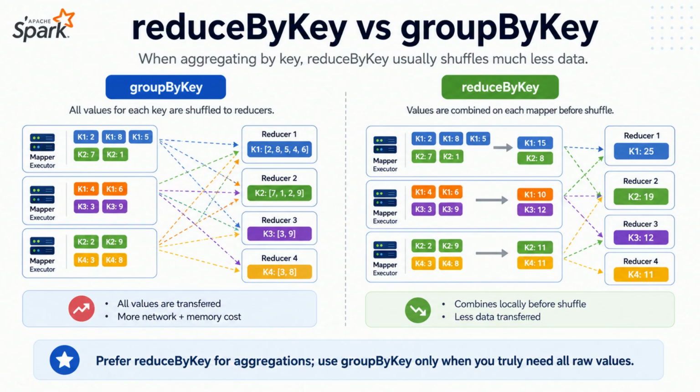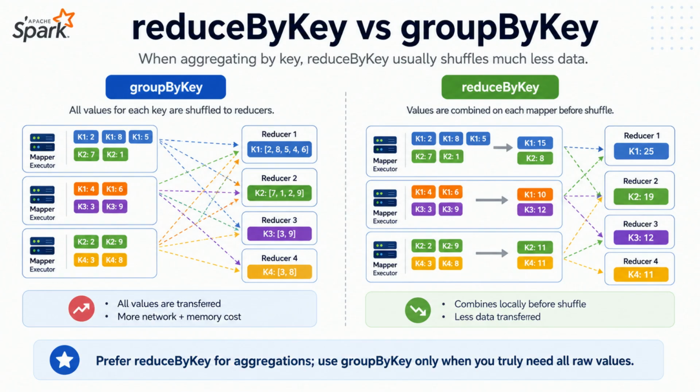As a result, only the intermediate results are transferred rather than the entire set of raw values. For instance, instead of sending multiple individual values for a key like key 1, each mapper sends just one combined value for that key. This approach significantly reduces the amount of data that needs to be shuffled across the cluster, leading to better overall performance.